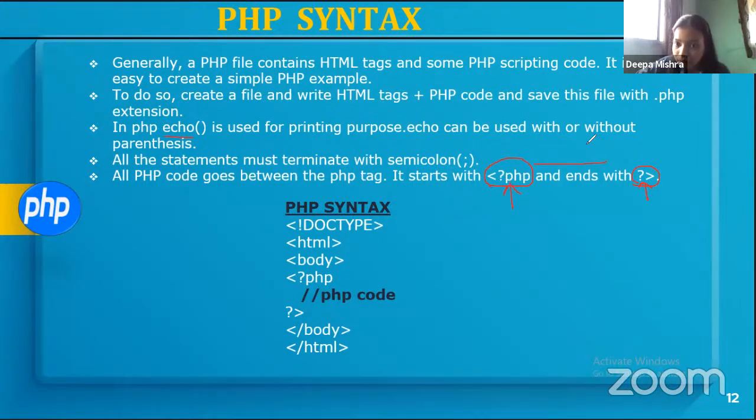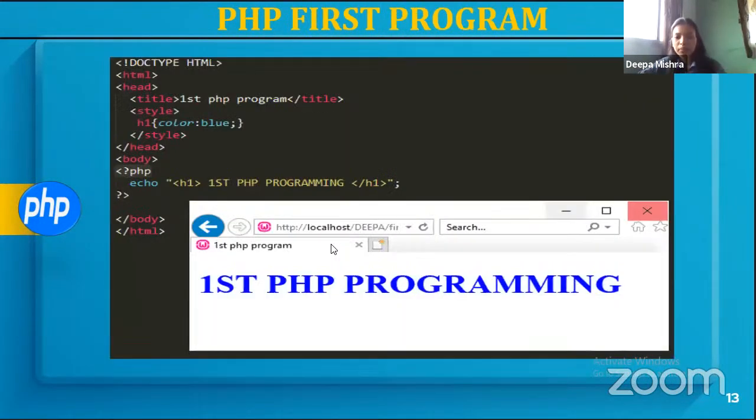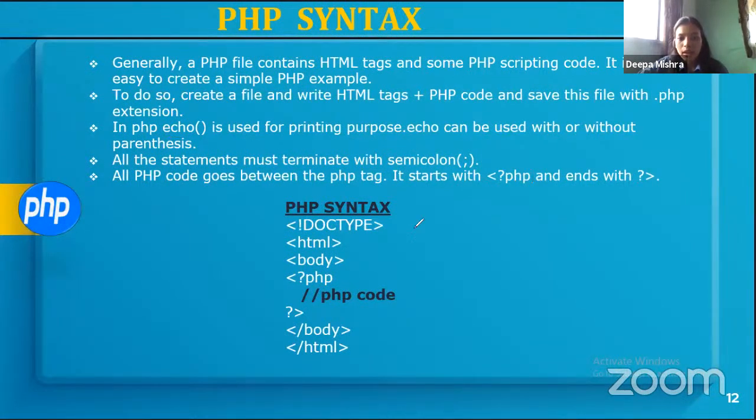Now here is the PHP syntax, as you can see. First your doctype declaration, then your HTML, then the body. If you are embedding your PHP inside HTML, then inside the body tag you are going to write your PHP. Inside body, just start your PHP tag and close your PHP tag. In between that opening and closing PHP tag, your PHP code will come. And this is very easy.